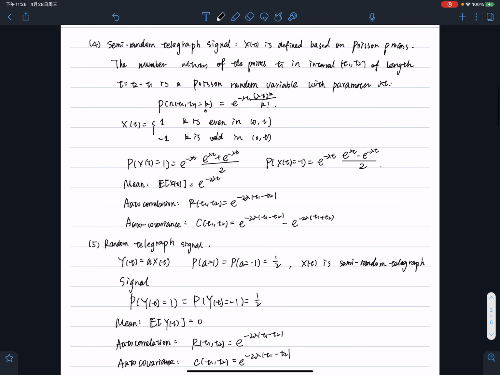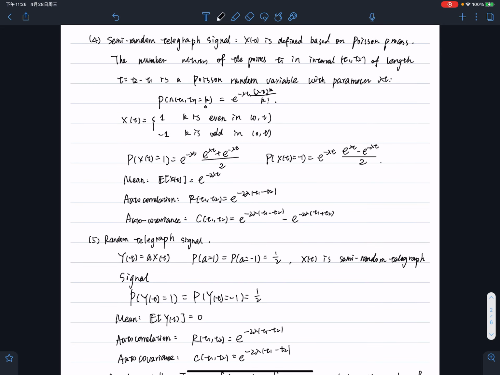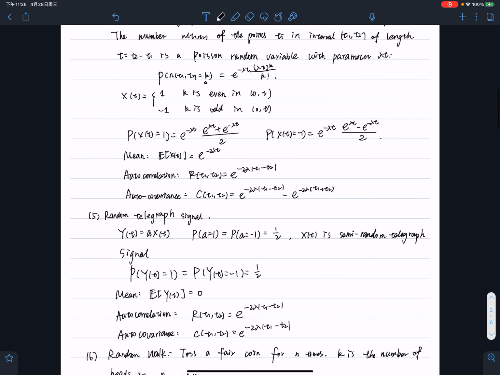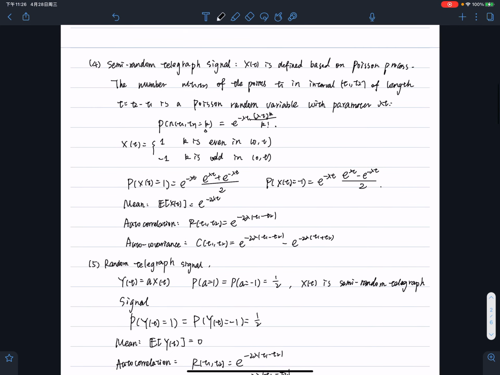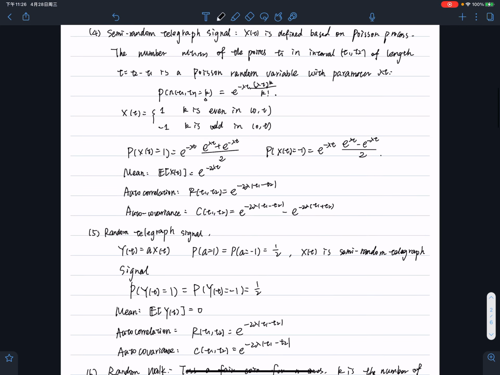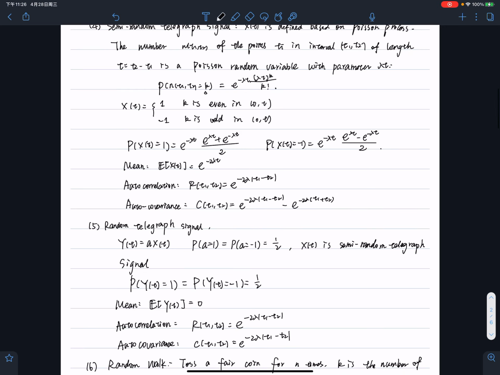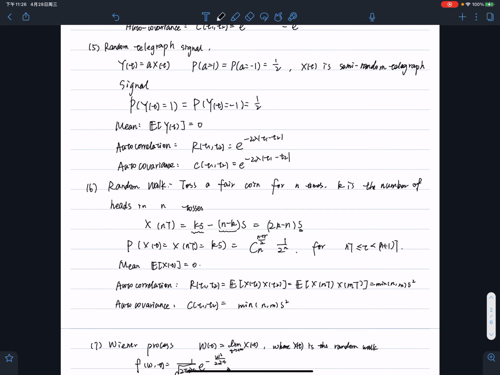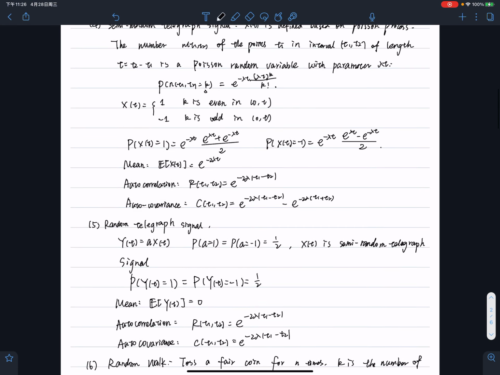So we assume that X(t) equals 1 if the number k is even, and X(t) equals negative 1 when the number k is odd. So here we could have the probability mass function. The mean of the semi-telegraph signal is the exponential of negative 2 lambda t, and the autocorrelation and autocovariance are shown here.